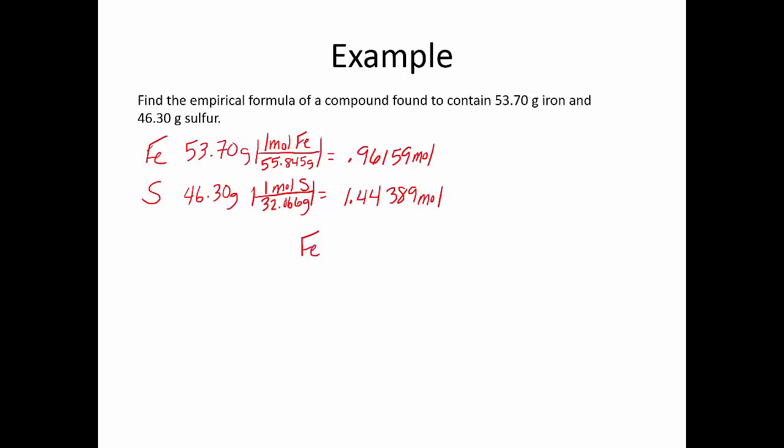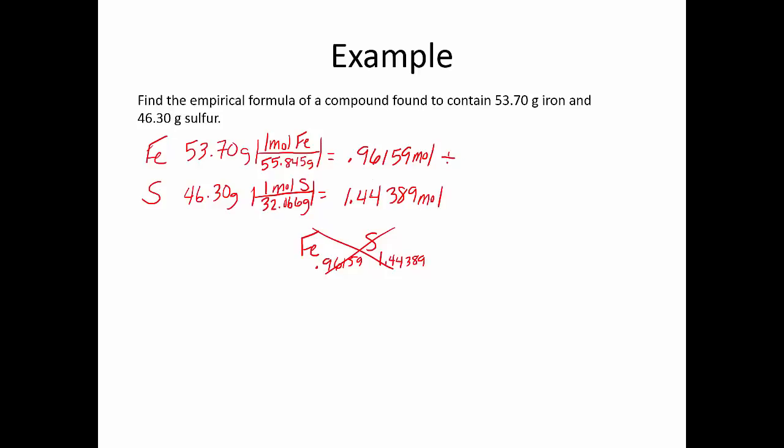Okay. Now, in theory, we could stop right here and say, okay, this means my ratio is iron of 0.96159 to every 1.44389 moles, because that's what it is. Okay, that's just really not convenient. So what we need to do is get to whole numbers. So this is where our next step came from. Divide them both by the smallest.